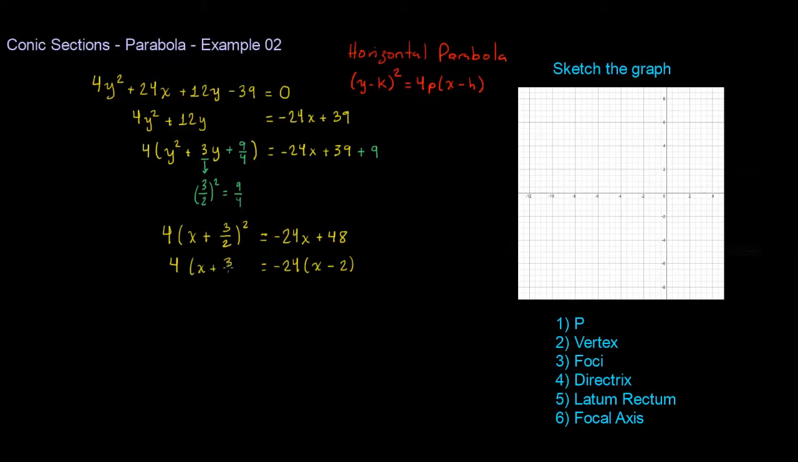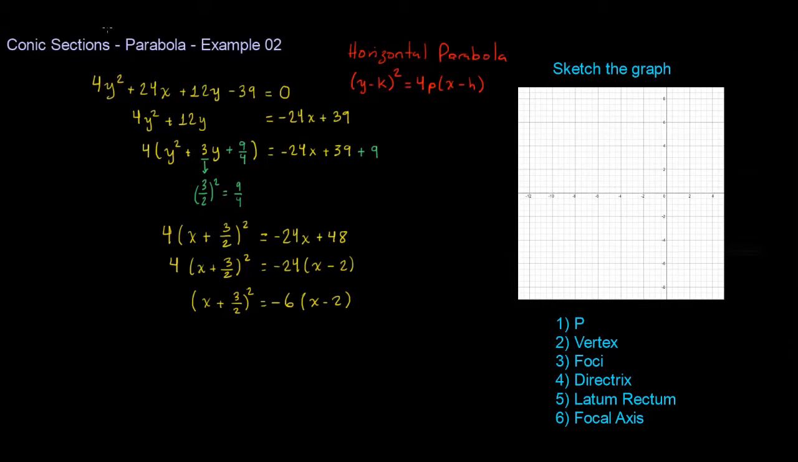I'm going to proceed. Now I'm going to have to take away this number 4. So we have to divide by 4 on both sides of the equation. So if I divide by 4 here on the left, I will cancel out the 4. It will be x plus 3 over 2 squared. And now if we divide the term on the right, it will be negative 24 over 4 will be equal to negative 6 times x minus 2.